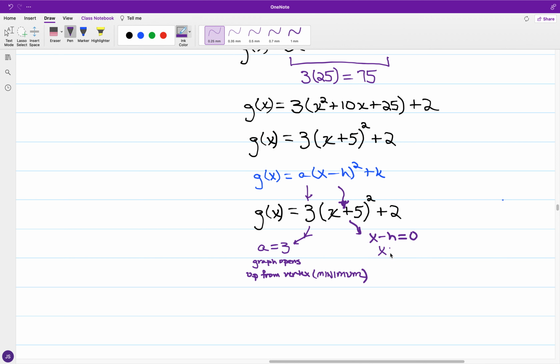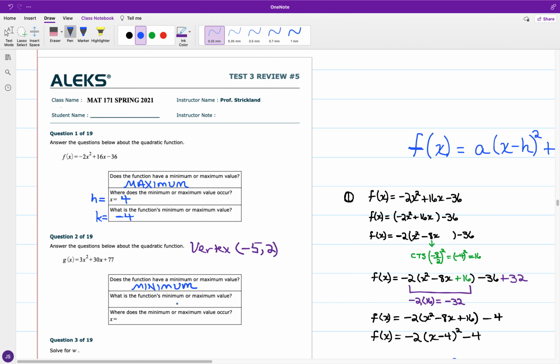And if you notice, with the next questions, they have a reverse order of what was present in item 1. This time we have: what is the function's minimum or maximum value? That was the last question from problem 1, but now it is the next question in problem 2. So for the function's minimum or maximum value, in this case the minimum, this can be your k value.